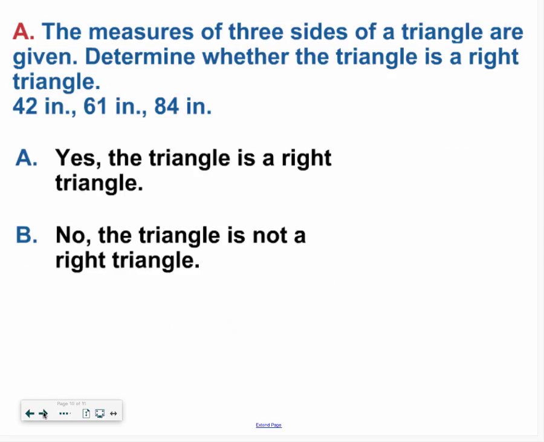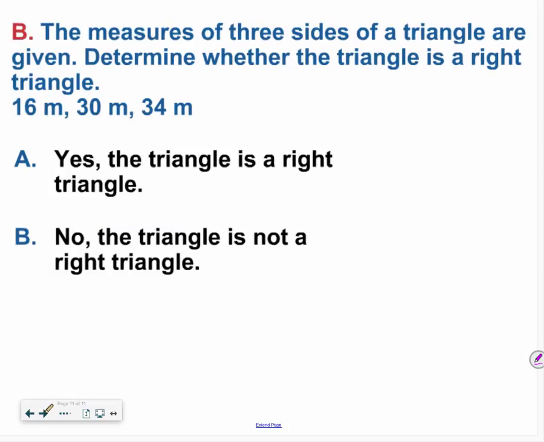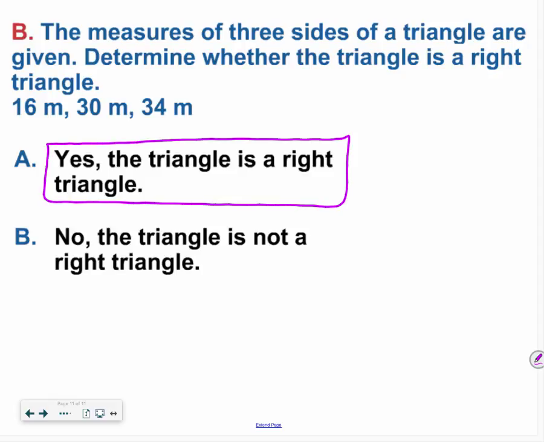Okay, why don't you try to determine if the measures of these three sides form a right triangle? Hopefully for this first one you said that it does not form a right triangle. They do not equal each other. And try one more. Hopefully for this one you ended up saying that they do form a right triangle.